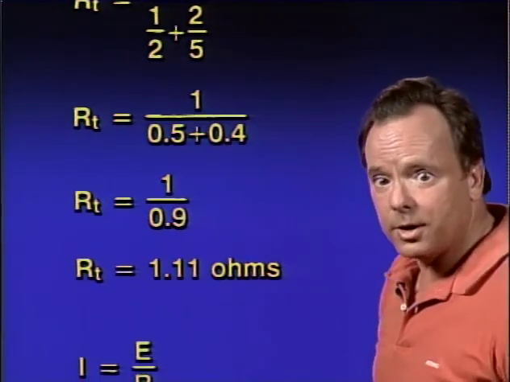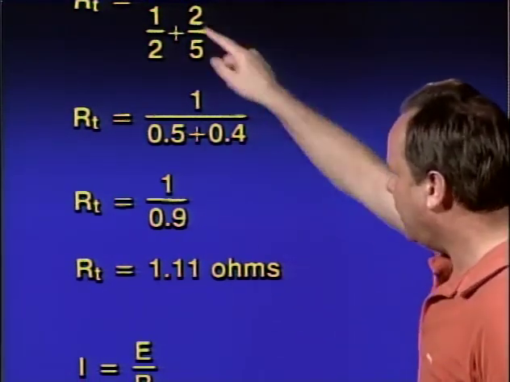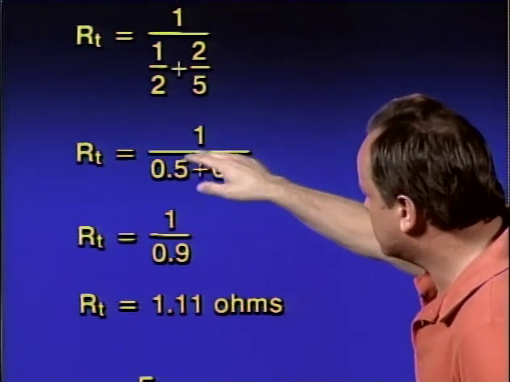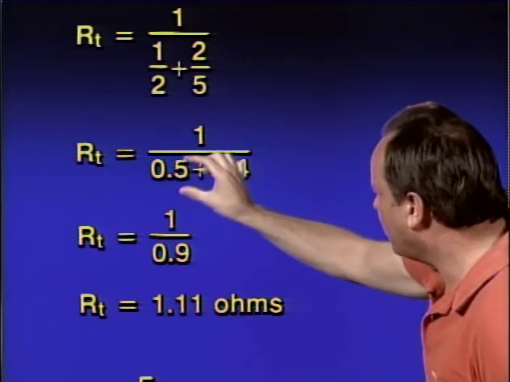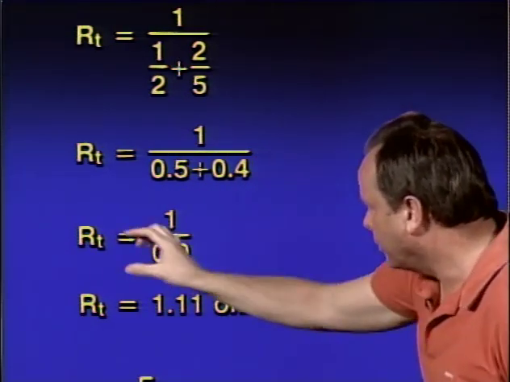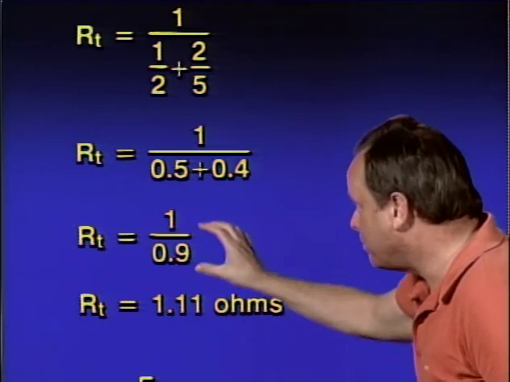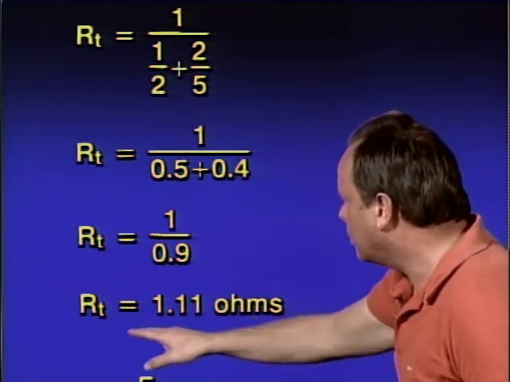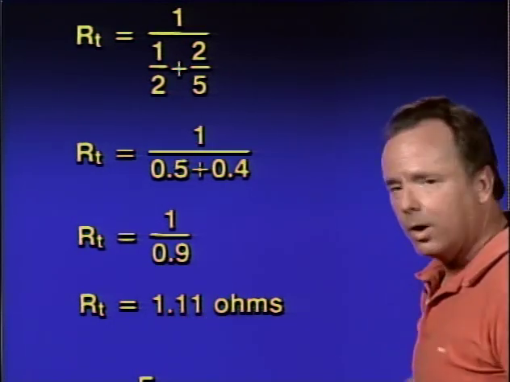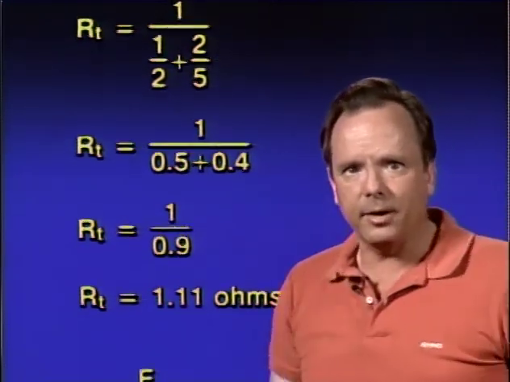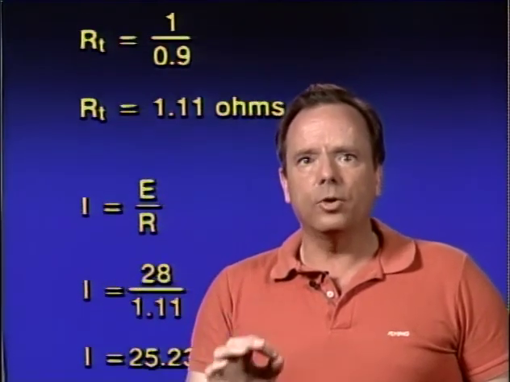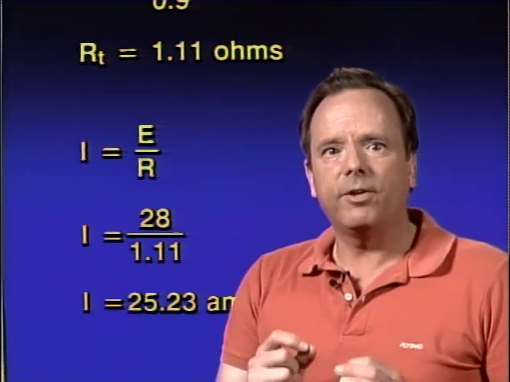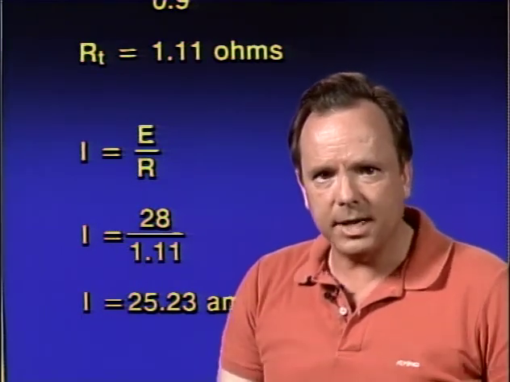Where we're going is we're going to use our electronic calculator. 1/2 is 0.5, 2/5 is 0.4. So now the total resistance is 1 divided by 0.5 plus 0.4. And the total resistance now is 1 divided by 0.9. You can see where we're going. Use your electronic calculator, and the total resistance is 1.11 ohms. Now we've got the total resistance. Let's use Ohm's law and figure out what the current is, because that's what the question is.